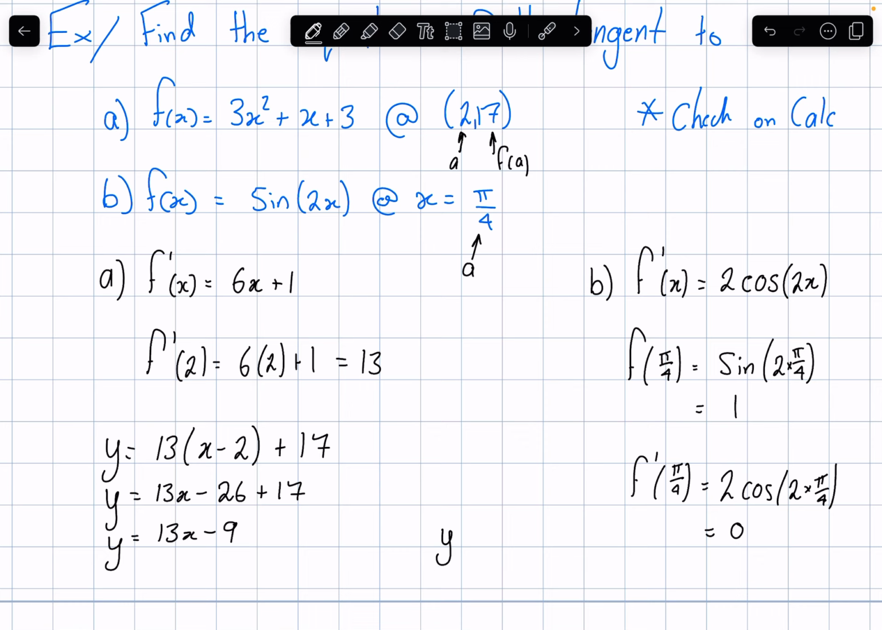Now, I'll just come over here. I've got 0 times x take pi on 4 plus 1. So therefore, y equals 1, which is a horizontal tangent, which makes sense given that my derivative at that point was equal to 0.